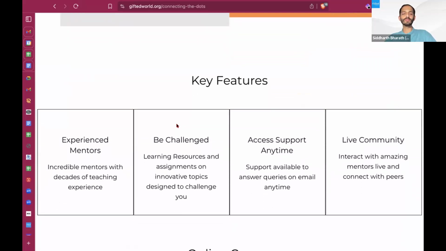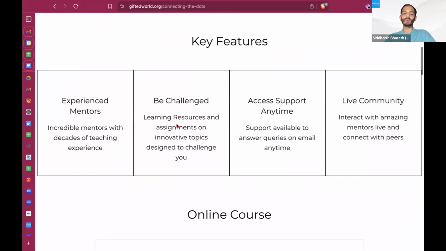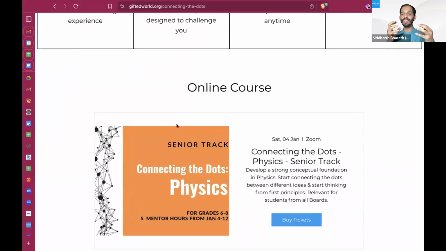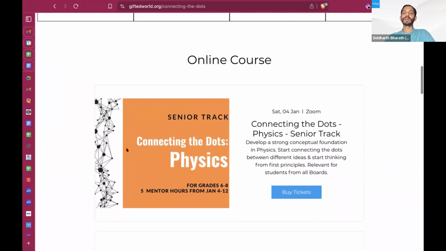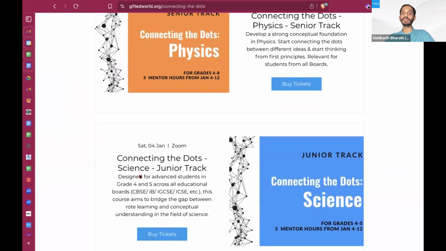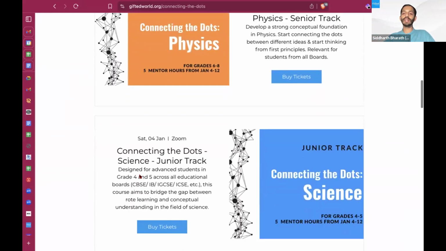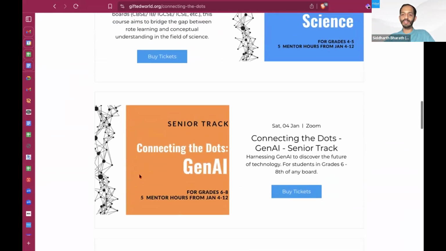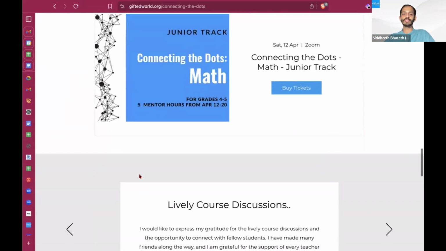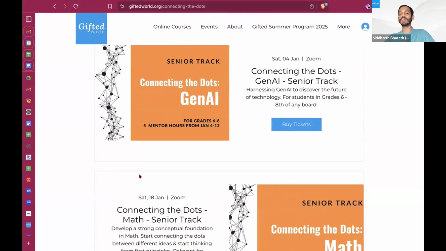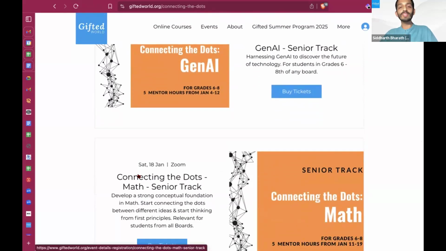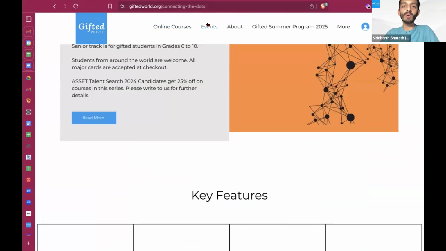and the goal is to provide challenging learning resources and environment and assignments for you to connect the dots between the often disjointed subject-wise learning that tends to happen in school. So it's split into a senior track and a junior track. The senior track is for grades 6 to 8, and the junior track is for grades 4 and 5. In the senior track, it's there in physics, generative AI, mathematics, and in the junior track, it's there in science and in math. Okay, you can see all the details on our website by just going to online courses.